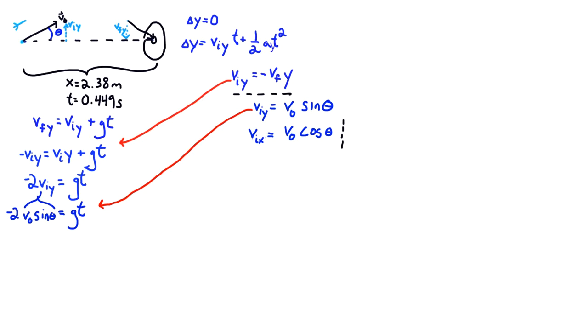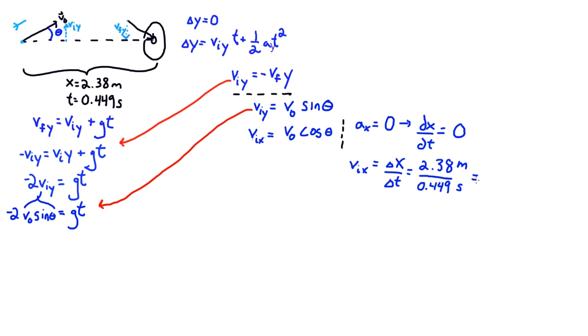When considering the initial velocity in the x direction, I recall that for a projectile traveling without any forces acting in the x direction, acceleration in the x direction equals 0. If ax is 0, then vx is constant. And for objects traveling at a constant velocity, vix equals change in x over change in time. For this dart then, 2.38 meters over 0.449 seconds, or 5.3 meters per second.